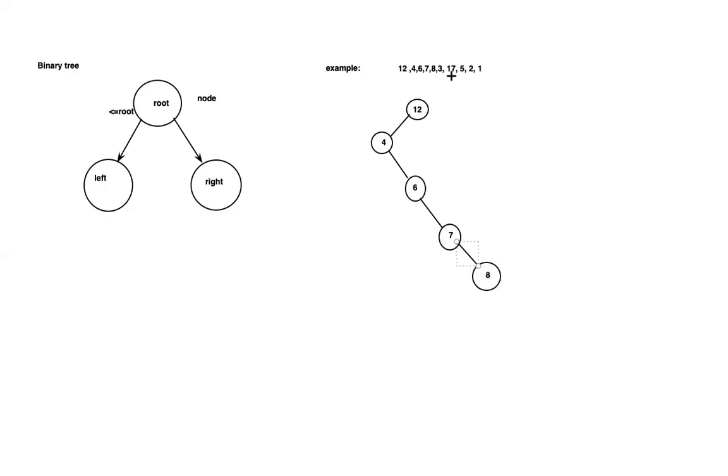Now we have 3. 3 is less than 12, so it comes to the left. And 3 is less than 4, so to the left. So left of 4 is where 3 should be positioned. See, there are some nodes available here: left of 6, left of 7, left of 8, and right of 8 is still empty. Left of 3 is unknown, right of 3 is still unknown. I'm talking about the possibility.